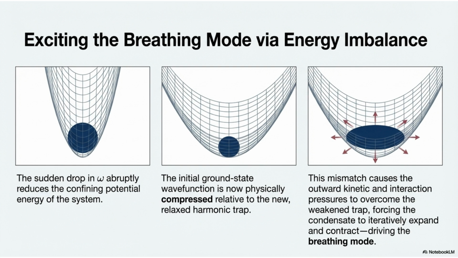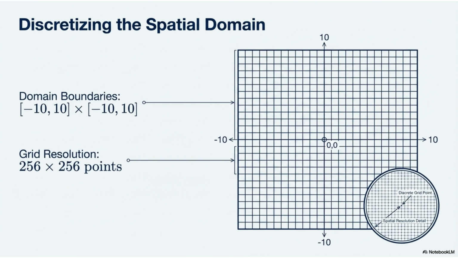This sudden reduction in the confining potential energy causes an energy imbalance. The initially compressed ground state expands and contracts iteratively, driving the observable breathing mode. To perform the numerical integration, we discretize the spatial domain. We use a 256 by 256 grid of points, covering the spatial boundaries from -10 to 10 in both dimensions.